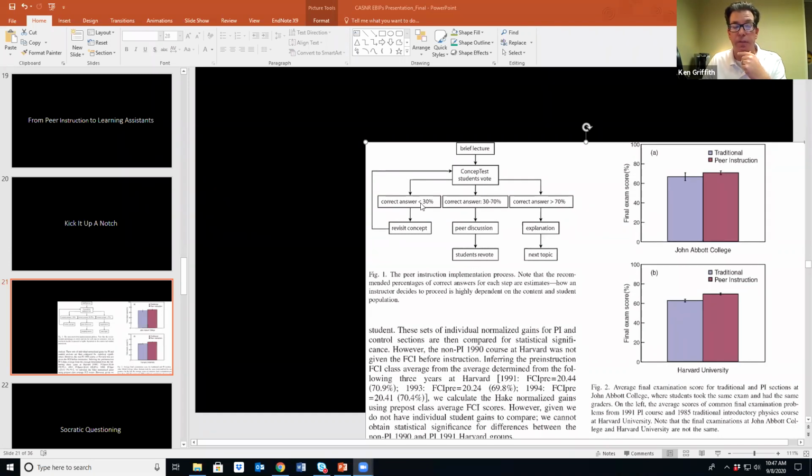Now, if fewer than 30% of the class gets it, you might need to revisit the concept. You might need to explain it a different way, or maybe come from a different direction.